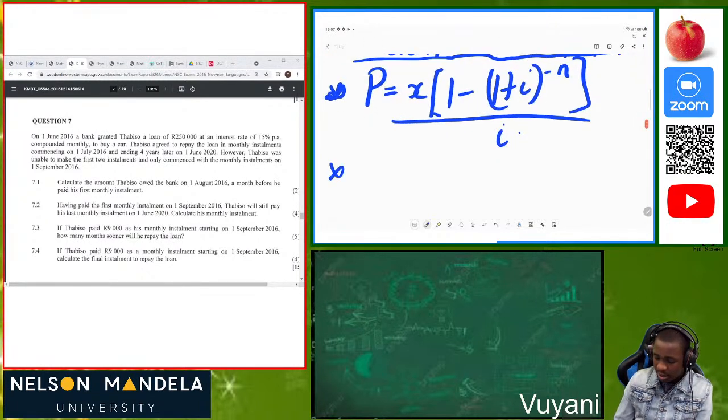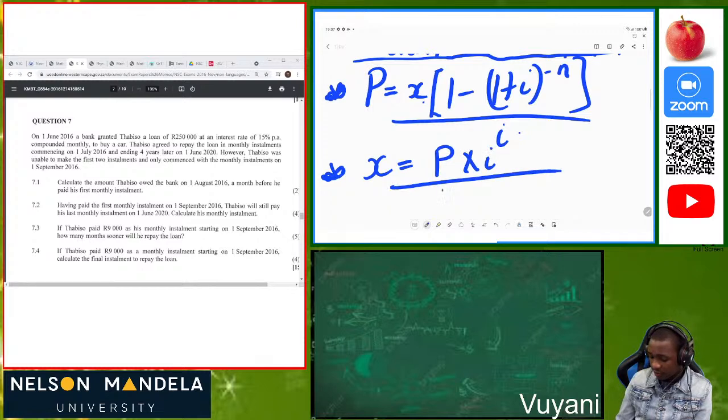All right. Then when you want to calculate the value of x, the same thing, you cross multiply and make x the subject of the formula to prevent time loss.